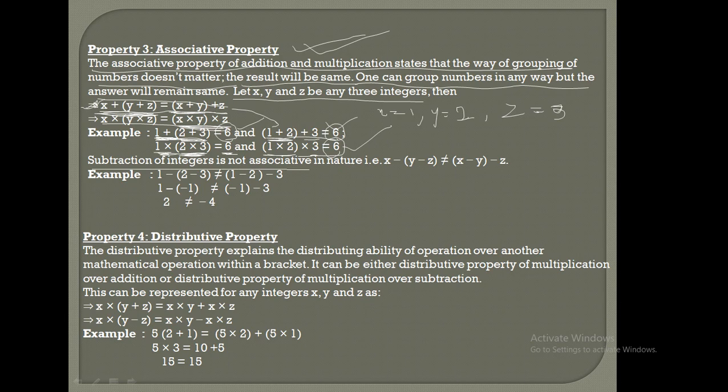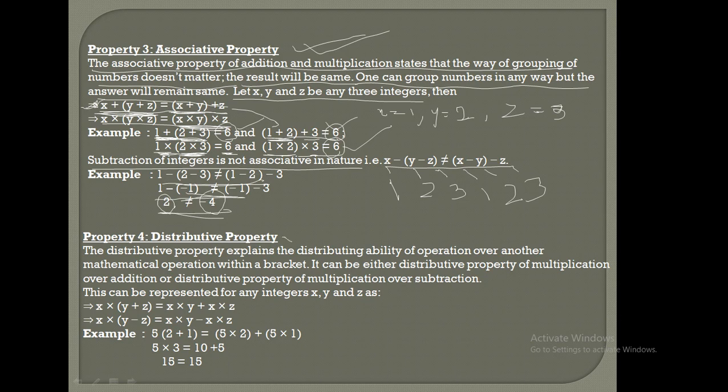Subtraction of integers is not associative. Here when we put the values in this equation, both the values are what? Not equal. Suppose here we put x equals 1, y equals 2, and z equals 3, and here again 1, 2, and 3. And when we put the brackets and solve these numbers, we will get 2 on the left hand side and minus 4 on the right hand side. Both the values are not the same, so subtraction of integers is not associative.